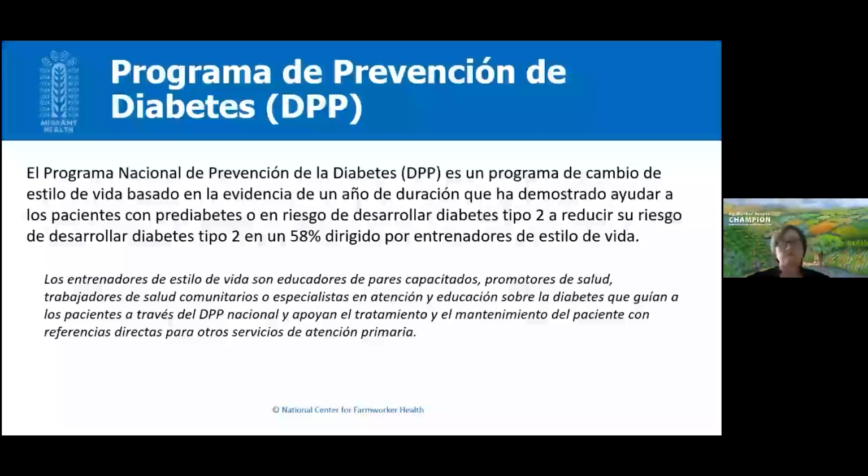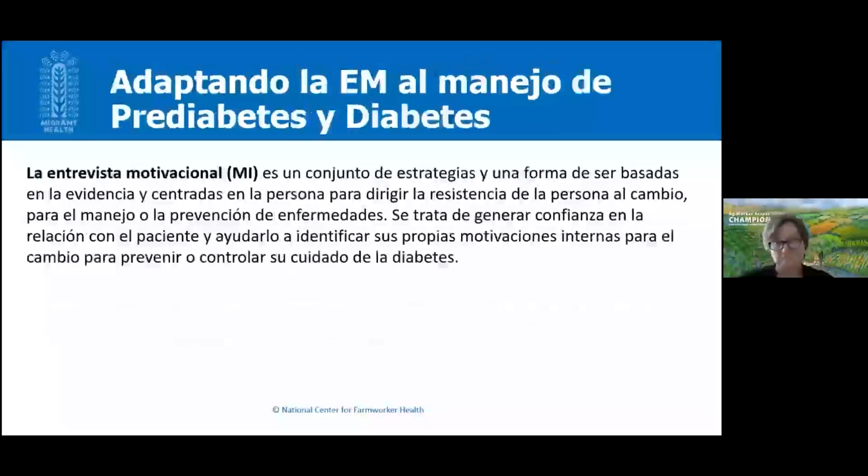Health coaches are lifestyle coaches, trained educators. They are community health workers, and there are other specialists who deal with diabetes. And we do this through the national DPP program so that the patients can help to manage their diabetes or help prevent diabetes.